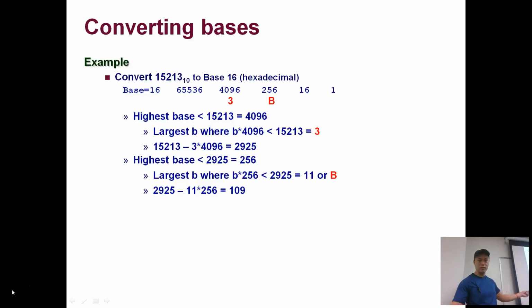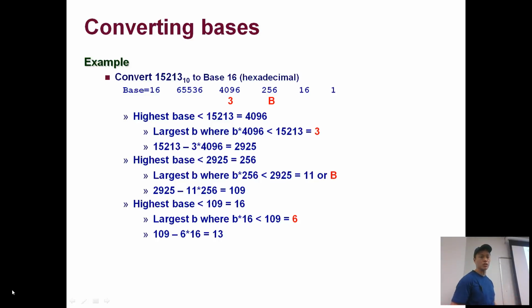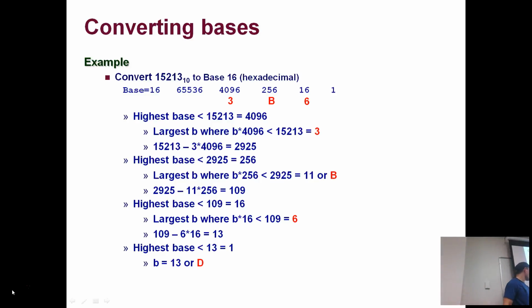And you repeat for the 16 position. The highest base that's still less than 109 is 16. The largest value b is 6. 6 times 16 is 96, so 109 minus 96 is 13. So this position here is 6. What's left over is 13, and of course that goes in the ones position. Decimal 13 is hexadecimal D, so this ends up as a capital D. So this is your hexadecimal representation for 15,213.